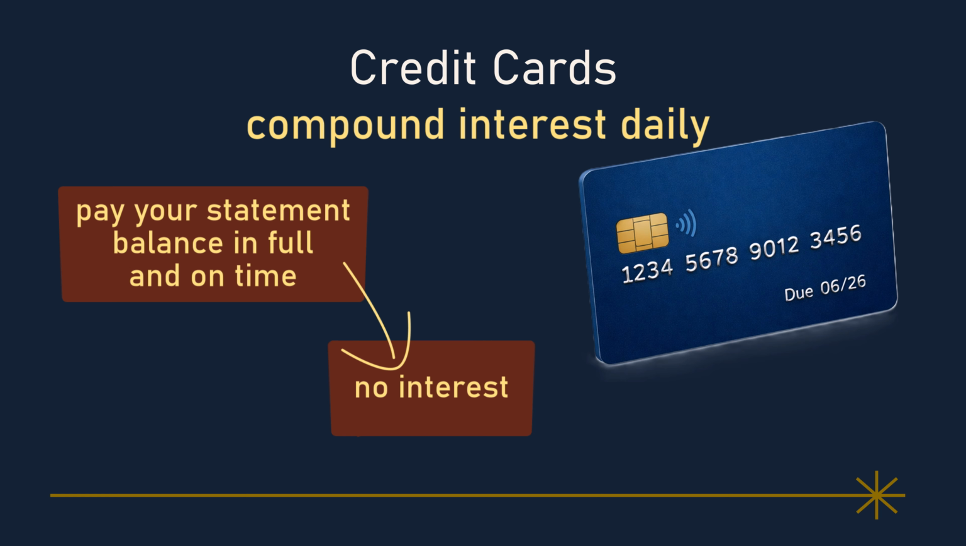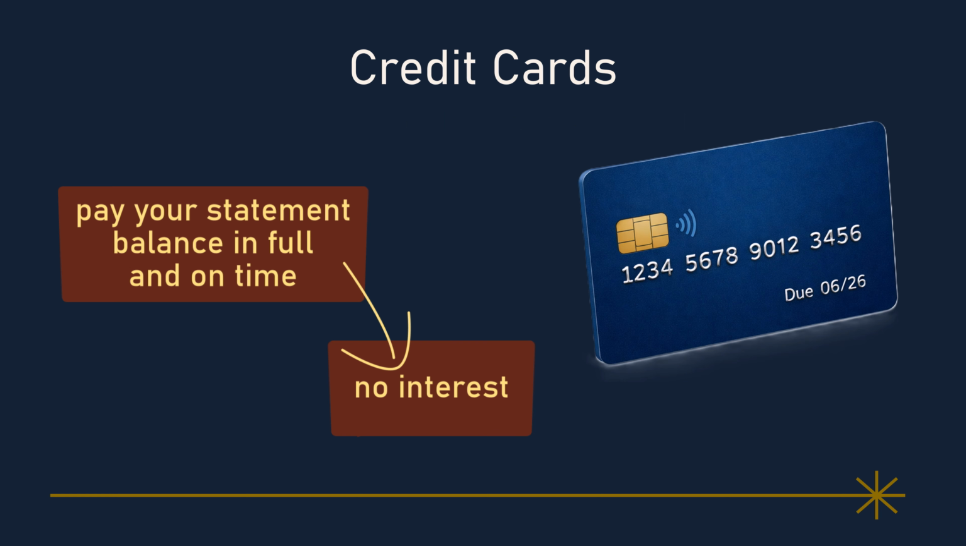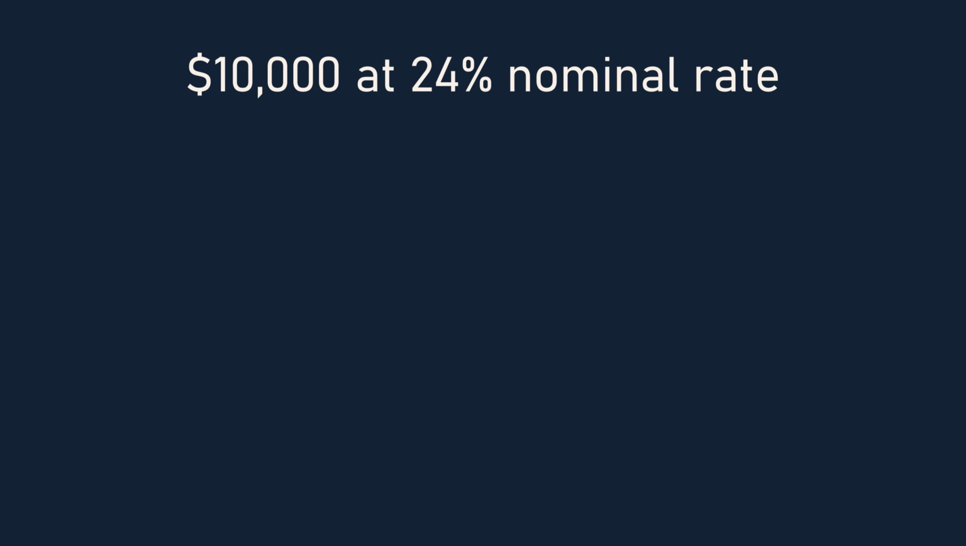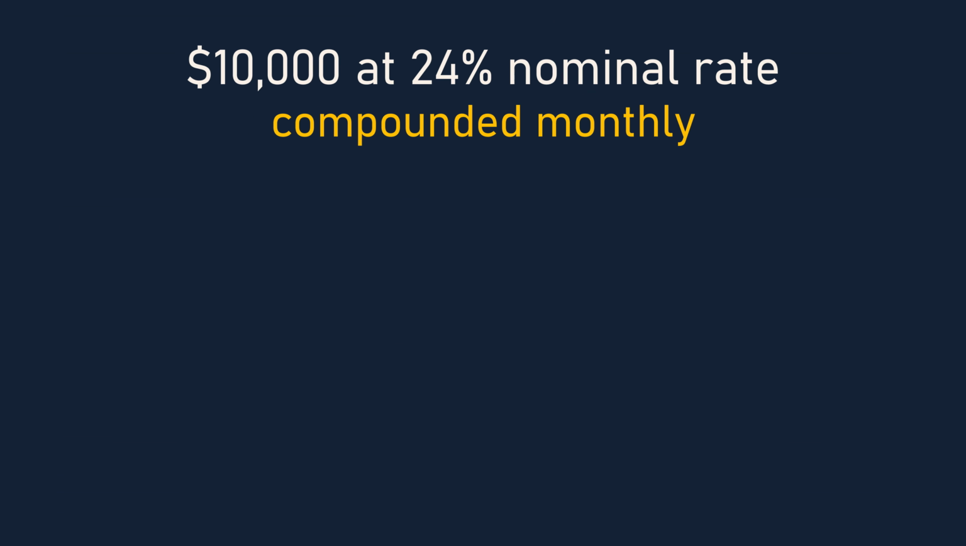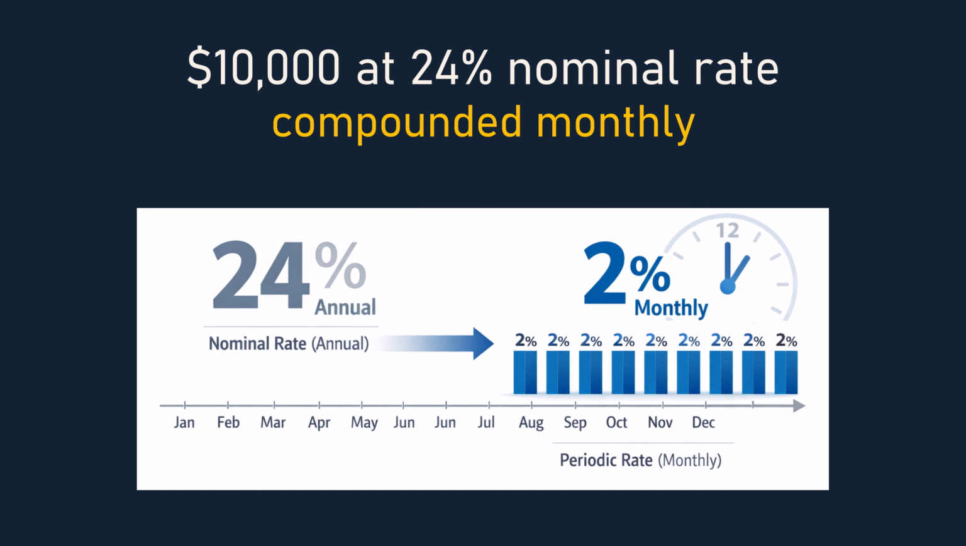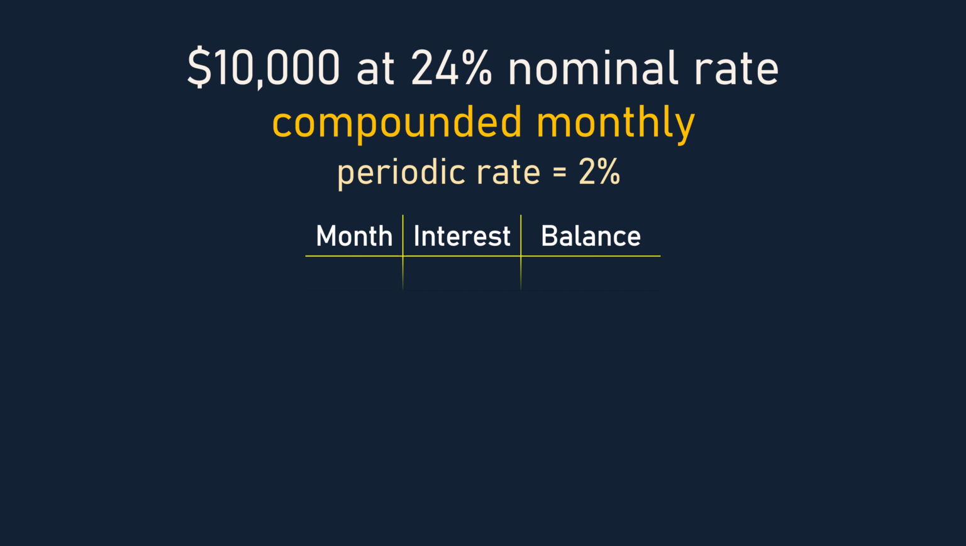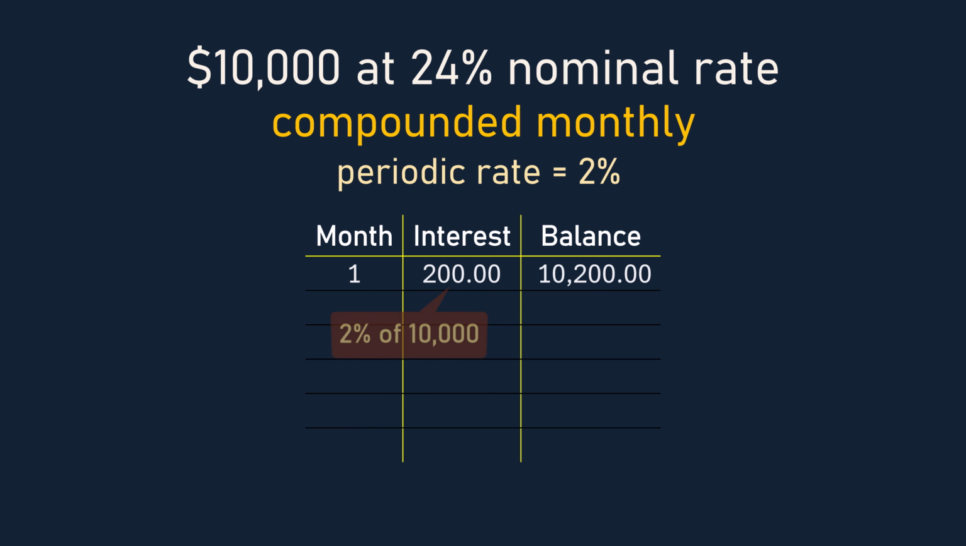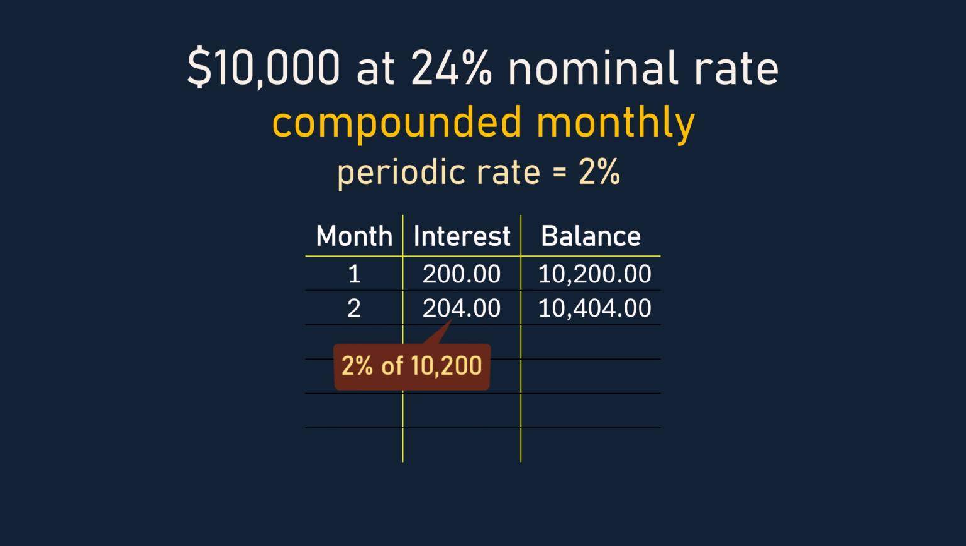Now, let's see how this looks in action to understand why the periodic rate matters so much. Imagine you have a $10,000 balance at a 24% nominal rate, compounded monthly. As we just figured out, your monthly periodic rate is 2%. In month 1, 2% is applied to your $10,000 balance, earning $200 in interest. Your new balance is $10,200.